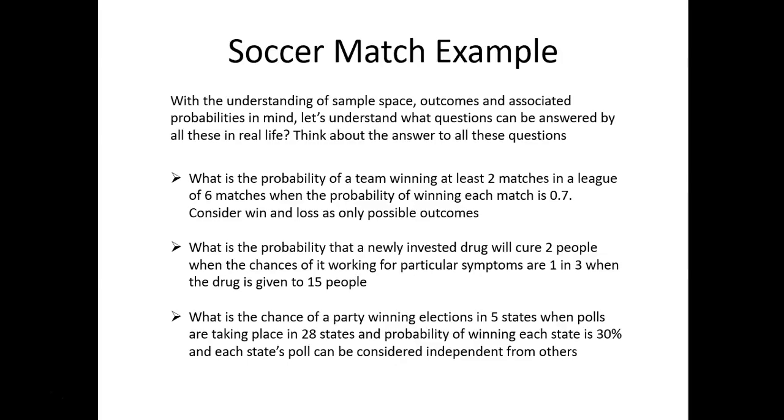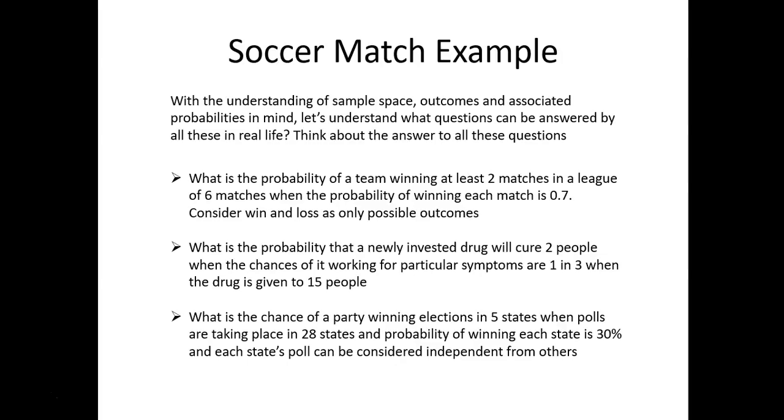A very important aspect of the binomial distribution is that each event has to be independent. Like if we are tossing a coin 10 times, each coin toss is independent from the other coin tosses. Each coin toss has nothing to do with the outcome of other coin tosses. Similarly, let's say there are 28 different states which are going to poll. Each state is completely independent of the others.